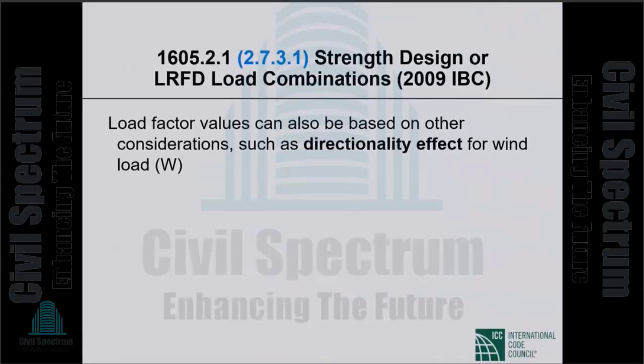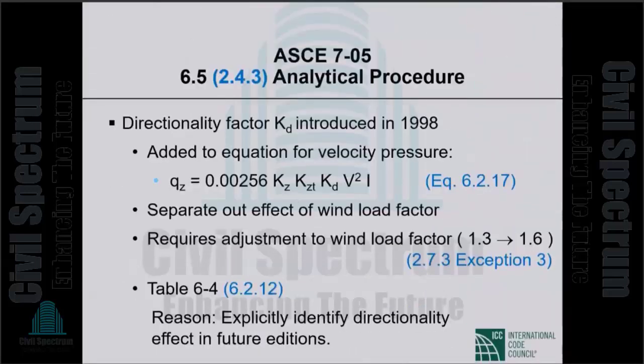Okay, now let us talk about the directionality of wind. You have seen that the wind load factor is 1.6. It used to be 1.3 earlier. It has changed to 1.6 now. That's in the future for you. But for you, 1.6 in BNBC 2020, that 1.6 at one point used to be 1.3.